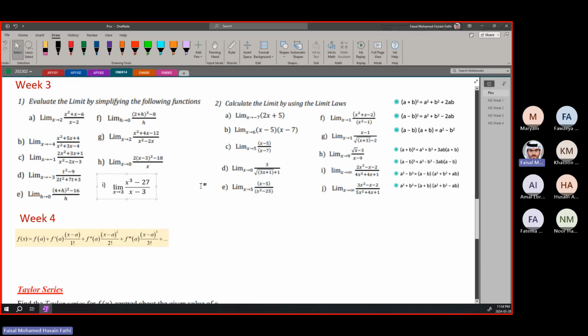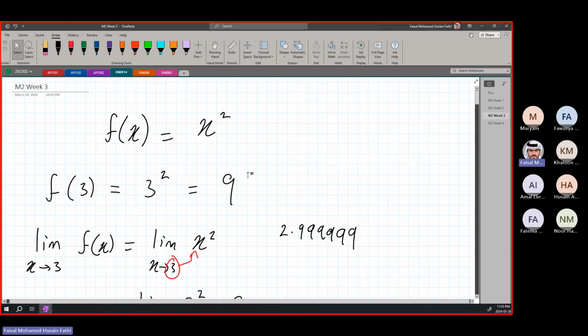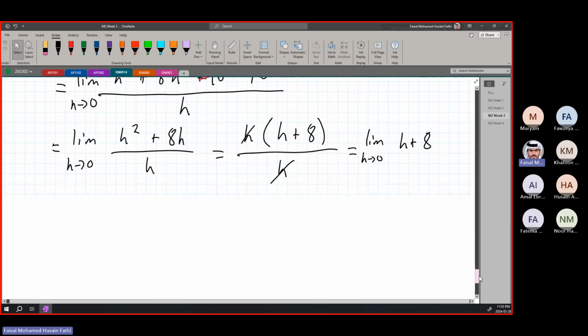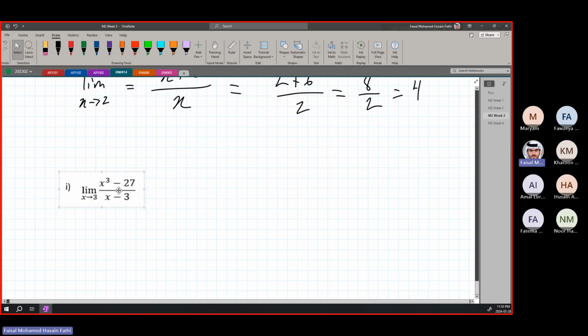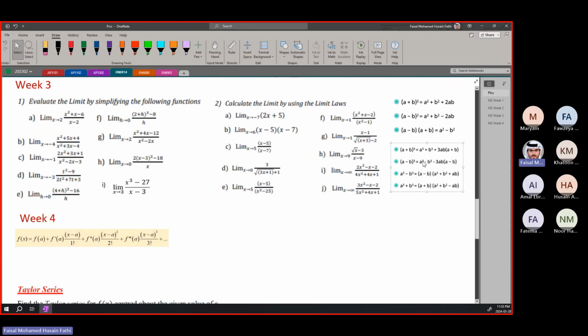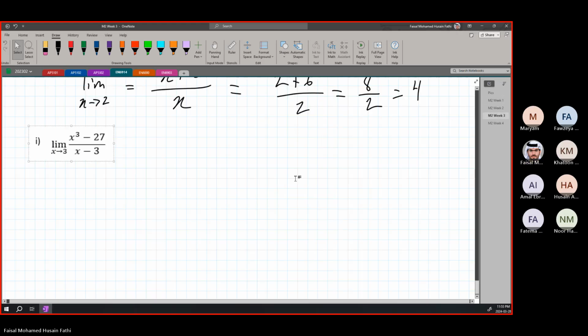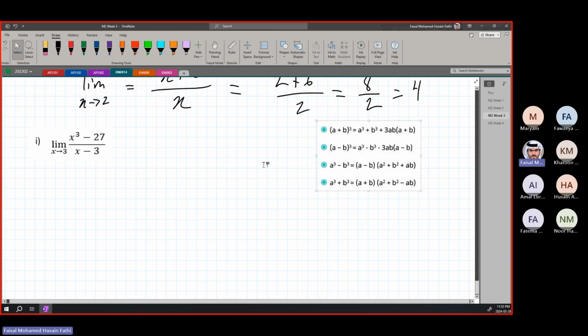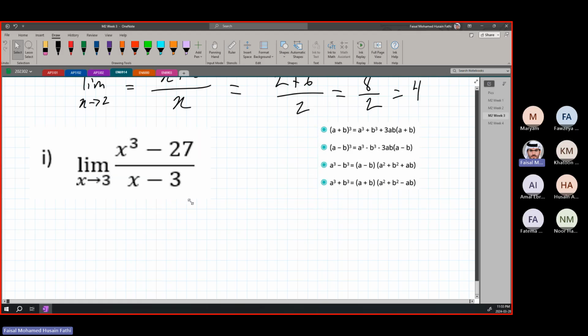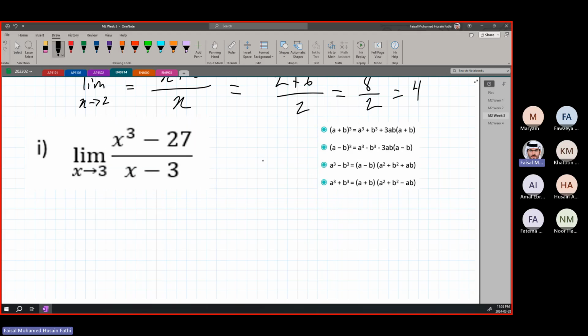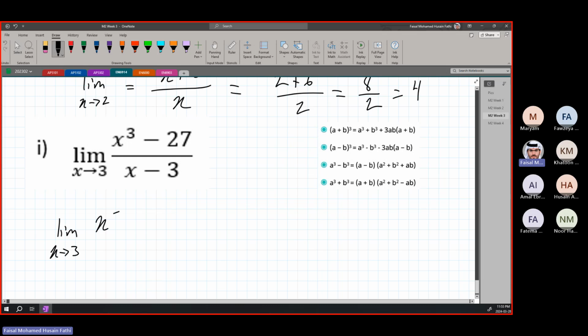Okay, this is the cube one. I wanted to solve this. Now, the idea of solving this one is you need to understand the equations I showed you earlier. So the question is the limit as x tends to 3 of x cubed minus 27 over x minus 3.